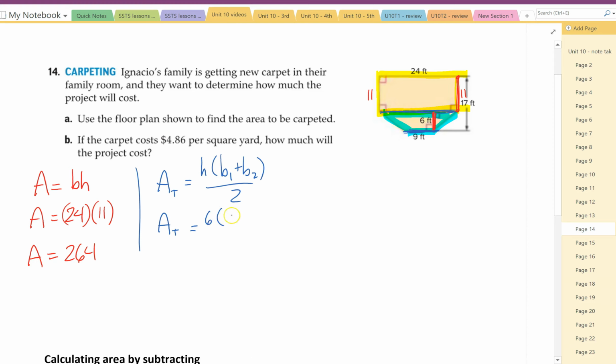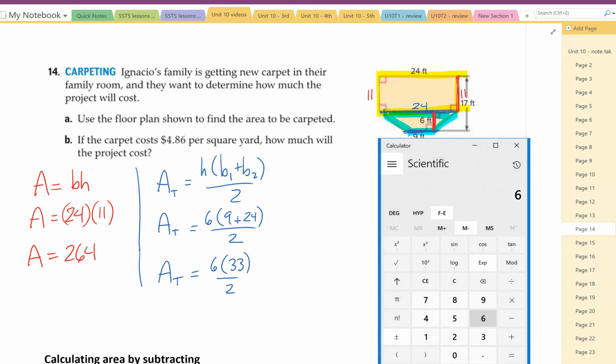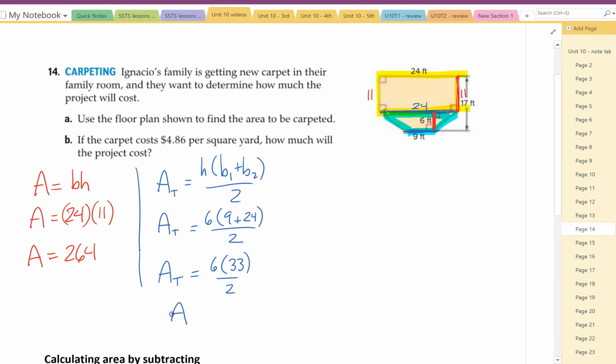Okay, so one of my bases is 9, the other base over here is 24, and the reason I know that is because this side is 24, and that's a rectangle. Opposite sides of a rectangle are congruent. And then I'm going to divide that by 2. So the area of the trapezoid part of the room is going to be 6 times 9 plus 24, which is 33, divided by 2. So the trapezoid is 99 square feet.